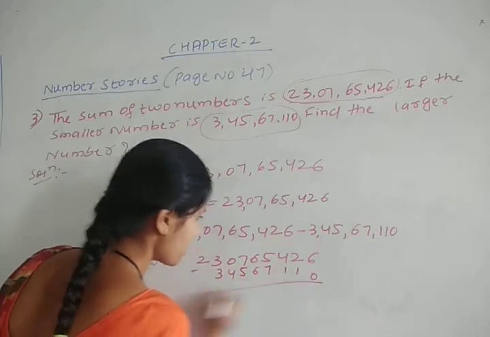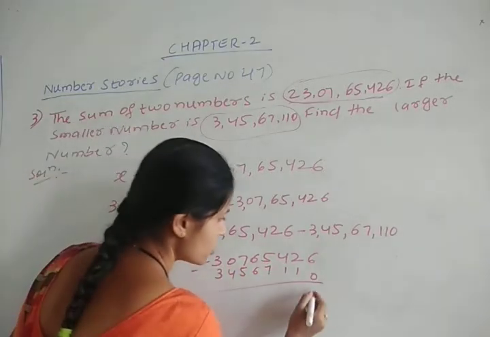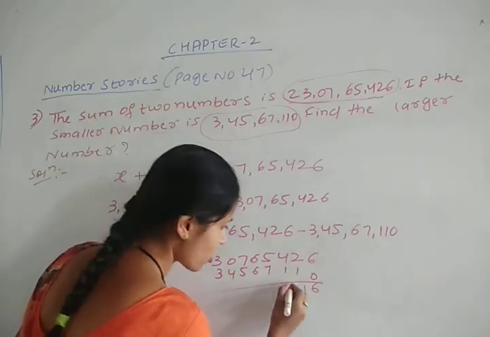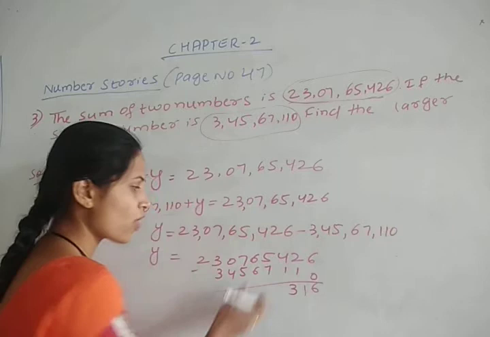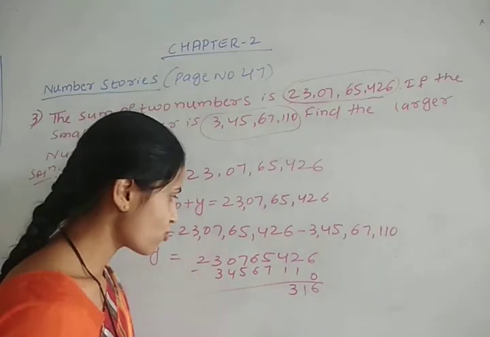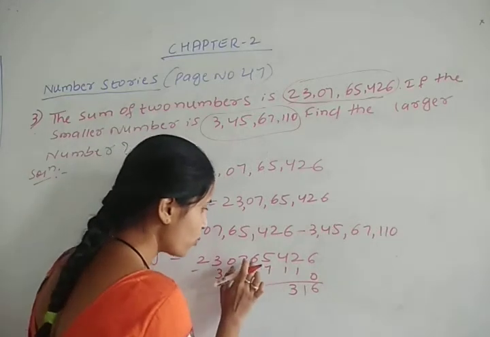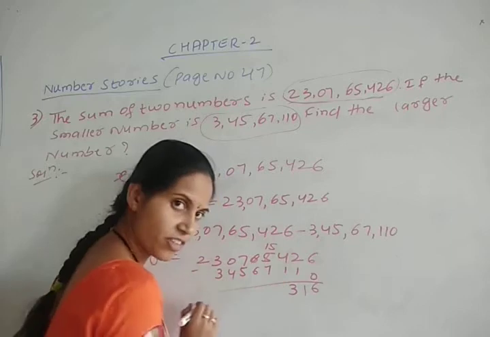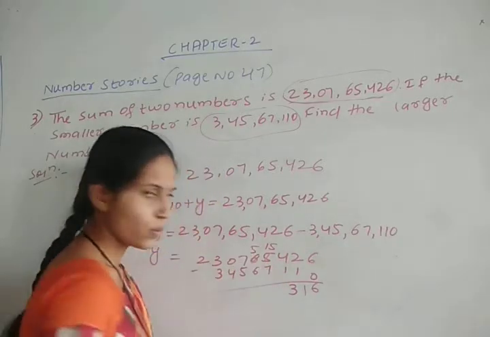Now subtract. 6 minus 0 is 6 only. 2 minus 1 is 1. 4 minus 1 is how much? 3. Now 5 minus 7 is not possible because 5 is smaller than 7. So for that I will take one borrow from this 6. Now this 5 becomes 15 and here we are left with how much? 5.